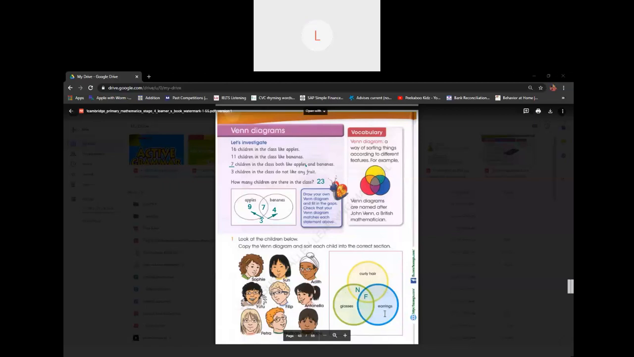What about curly hair and earrings? There's no one. So since there's no one, we're gonna look at glasses and earrings. Just glasses and earrings. Yeah, nothing in there.